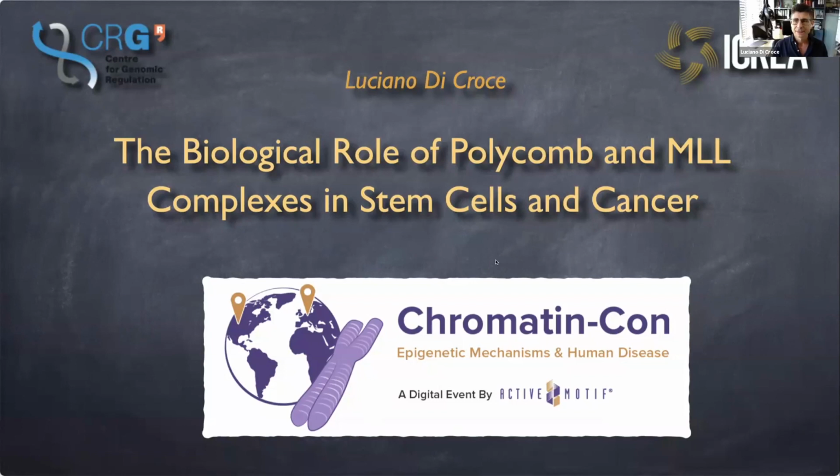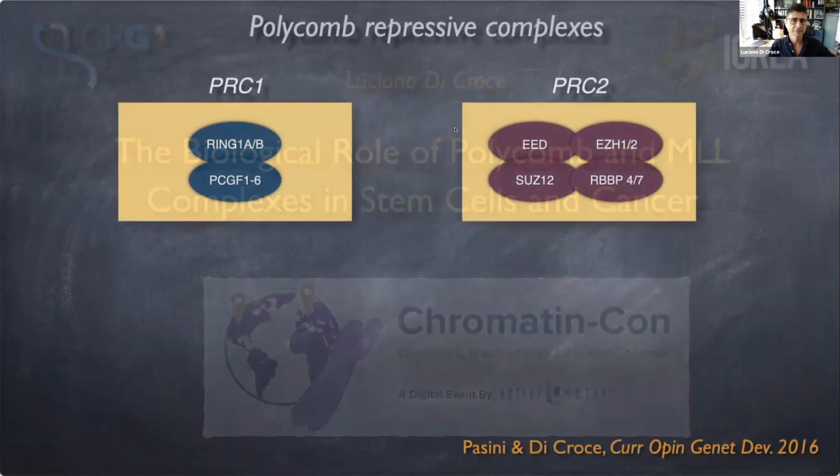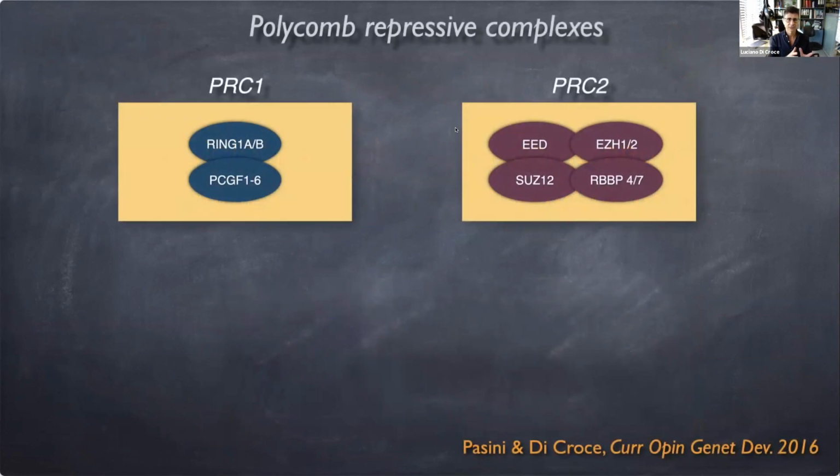So today I would like to talk with you about the role of Polycomb and the opposite complex, which is the MLL Trithorax complex, in stem cells and cancer. Polycomb comes in two flavors, the PRC1 complex and the PRC2 complex. The core components are listed here.